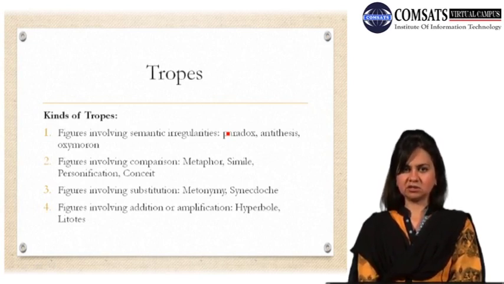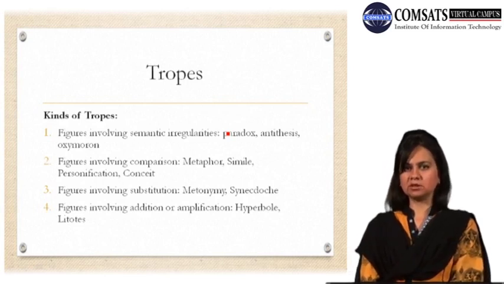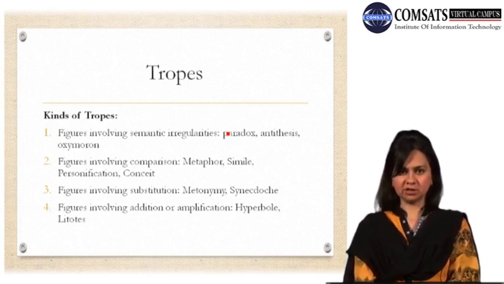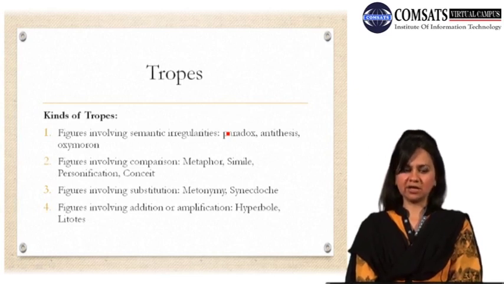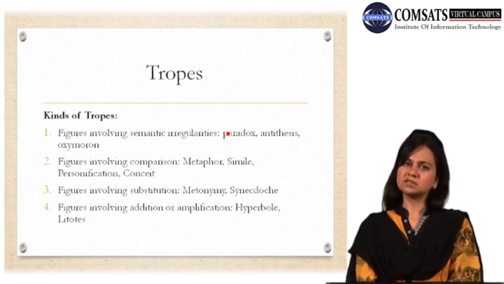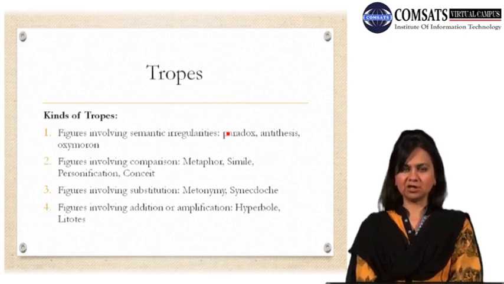But these are not all the tropes. There are many others. Keeping in view the limited time and scope of our study, I just chose to introduce you to these four kinds: either the semantic irregularities, or the figures of comparison, or figures of substitution, or the figures of amplification and subtraction. But there are certain other schemes and tropes too which exist. So if the study of stylistics could be focused only on the study of schemes and tropes, it would have consumed almost half of the time of our discussion.